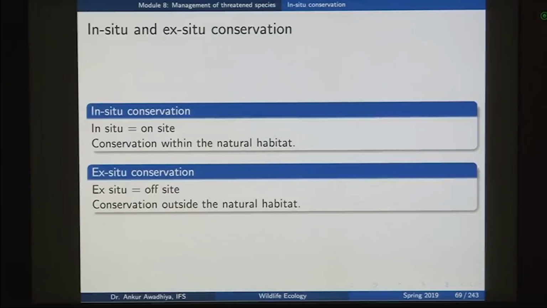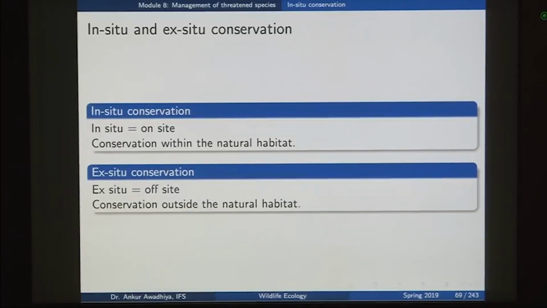Ex situ conservation is when you are trying to conserve the organisms outside their natural habitat. So, if you are setting up a seed bank and taking out seeds from the natural habitat and storing them there in the seed bank, so that if something happens to the natural habitat, you can use the seeds, bring them to the natural habitat, and you can regrow the plants back. So, that would be an example of an ex situ conservation.